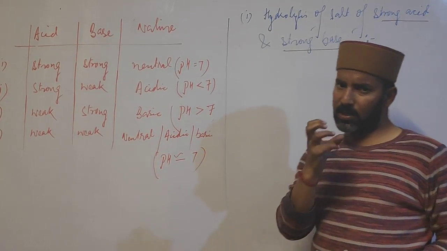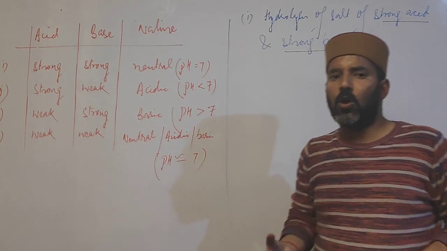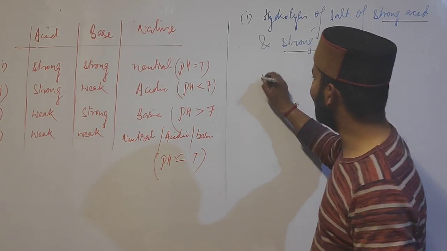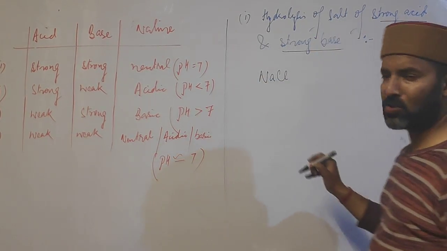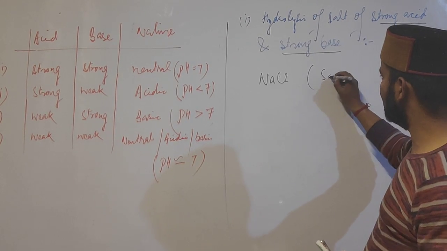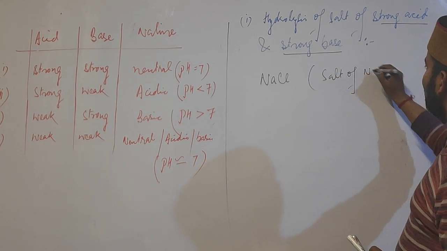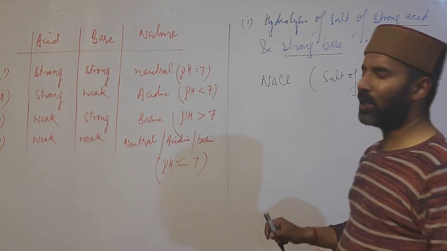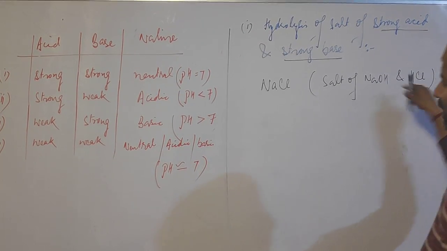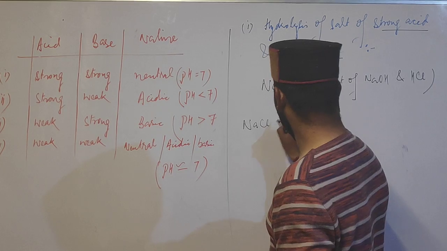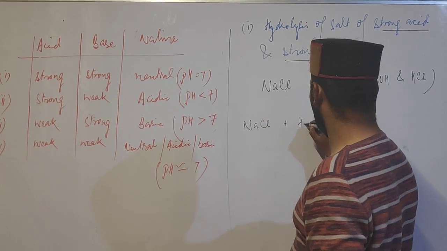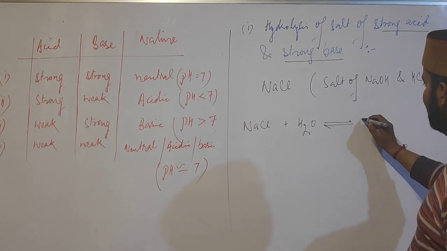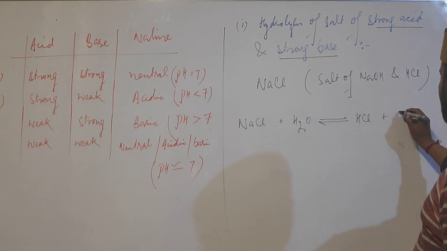Students, you have to think a little here. Now just think of a salt which is formed from a strong acid and strong base. Students, NaCl. Because NaCl is a salt of what? Think about it. NaCl is formed when sodium hydroxide and HCl react. So we can say that sodium chloride is a salt of NaOH and HCl. So what happens upon hydrolysis? Upon hydrolysis, which is the reverse of neutralization, we get acid and base.